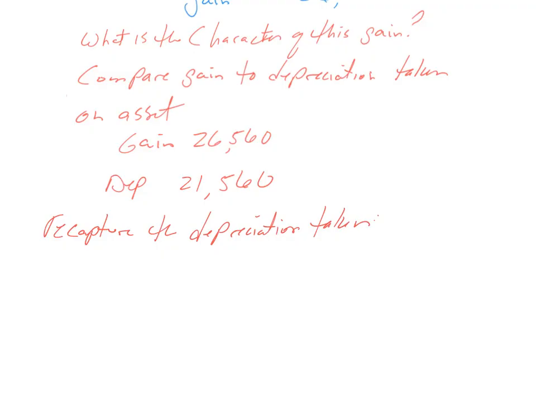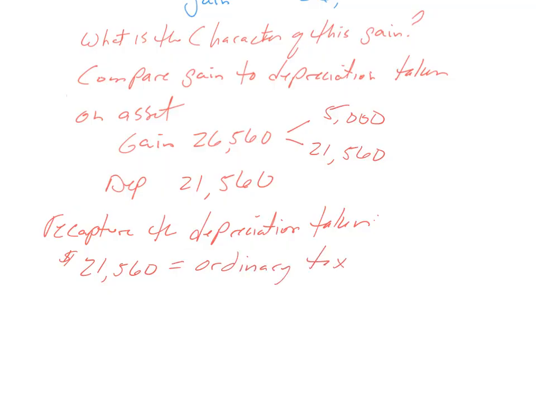So that means we're going to break this gain up into two pieces. So this gain is now getting broken up into two pieces. One is this $21,560, and the other is $5,000. So the amount of the gain has not changed, but we've broken it up into two pieces. So this $21,560 is taxed at ordinary rates.